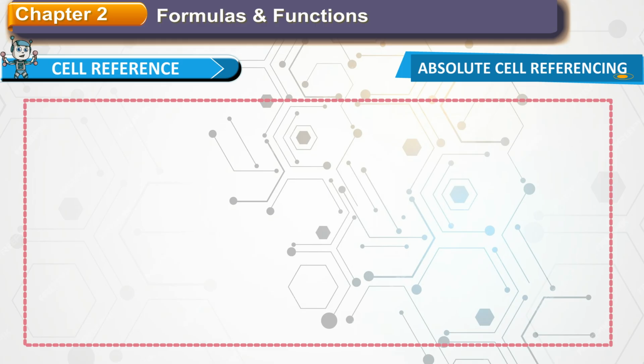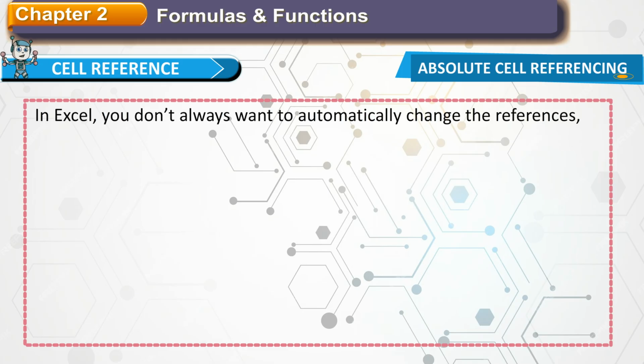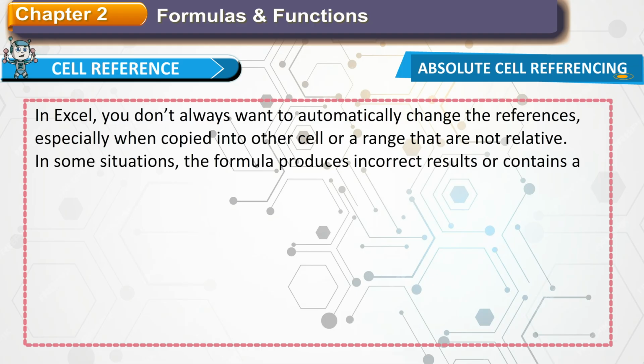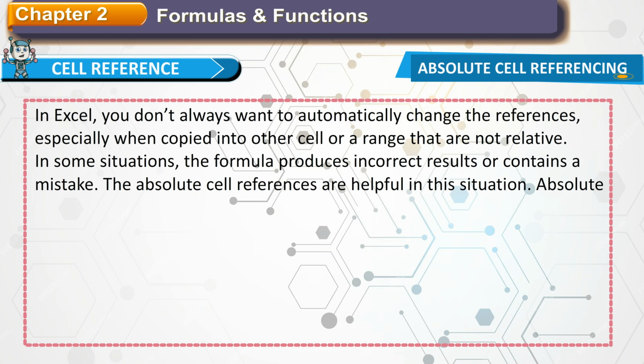Absolute cell referencing. In Excel, you don't always want to automatically change the references, especially when copied into other cells or a range that are not relative. In some situations, the formula produces incorrect results or contains a mistake. The absolute cell references are helpful in this situation.